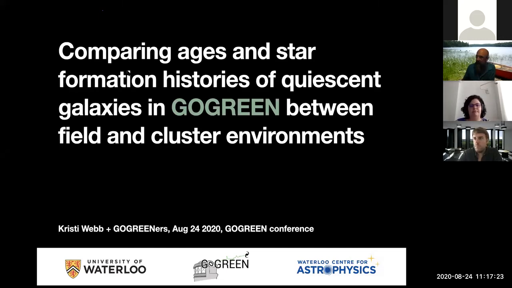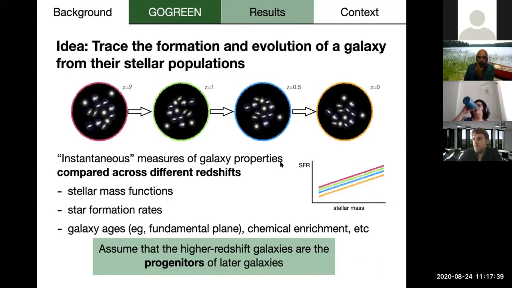So hi, my name is Kirsti, and I'm just going to talk about comparing the ages and star formation histories of the quiescent galaxies in the GO-GREEN sample, comparing between galaxies in field and cluster environments. So first of all, following on with the previous talks, one of the main ideas of GO-GREEN is to trace the formation and evolution of the galaxies from their stellar populations.